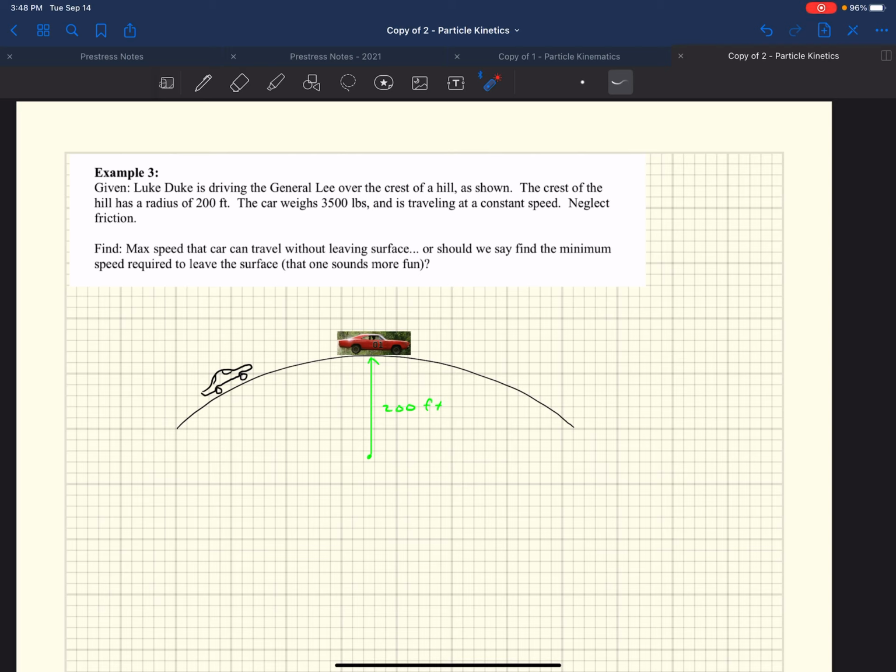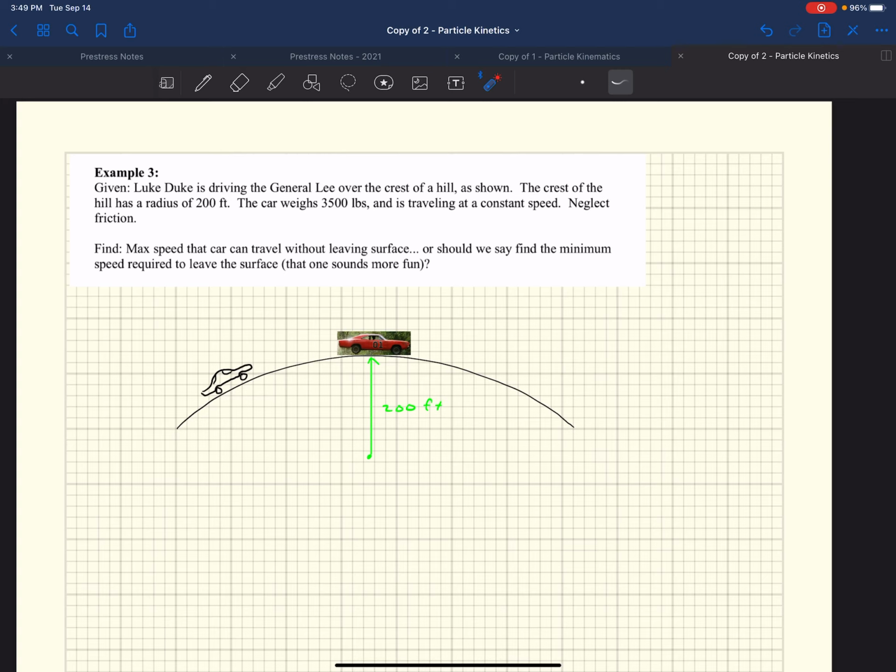So this is the General Lee coming over the crest of this hill. The crest of the hill has a radius of 200 feet. So this car, the General Lee, is traveling around the crest of this hill, like this. You can imagine if they go very fast, they jump. If they go slow, they stay on the surface. So what this is asking is, what is the maximum speed that the car can travel without leaving the surface? Or you could think of it as, what is the minimum speed required for it to leave the surface? Either one, it's the same value.